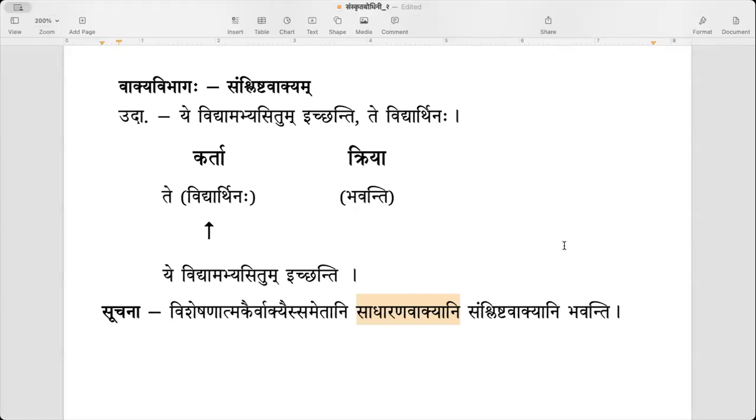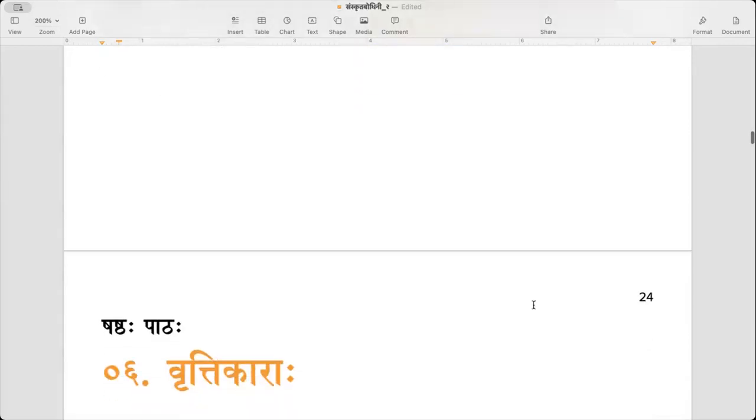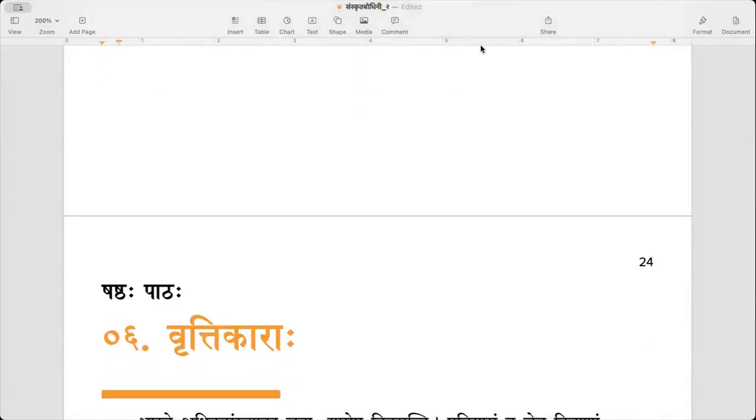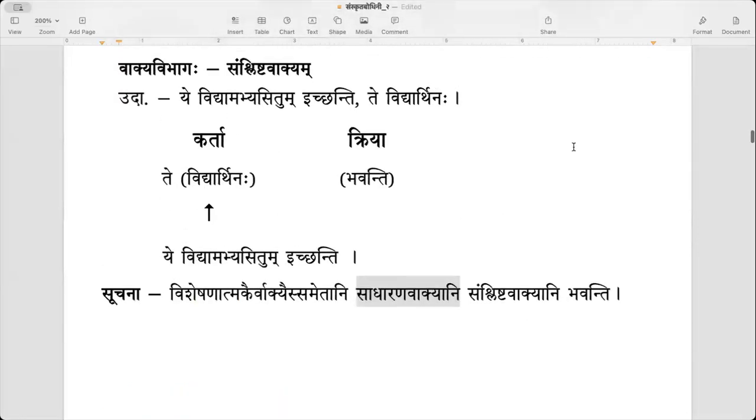You will be asked to recognize these, but this will come only in Kovida, just as I told you last time also. This is part of Kovida, but when you read it from here, that will become very easy. We'll move on to the sixth lesson. Can you go back up to the dhatus just before this?